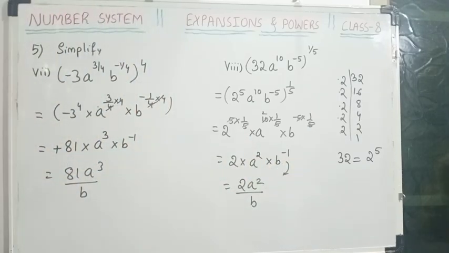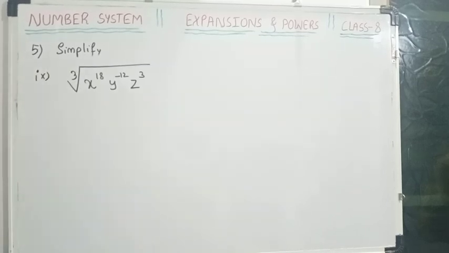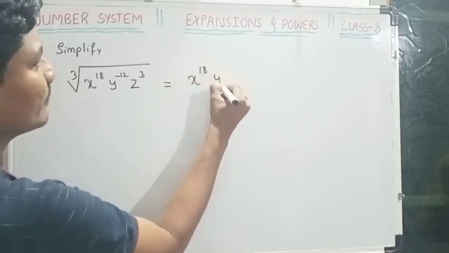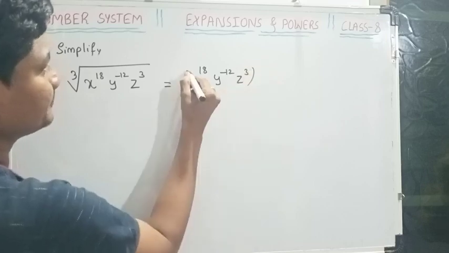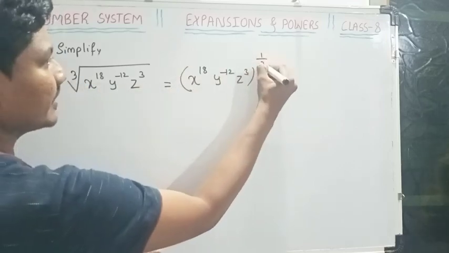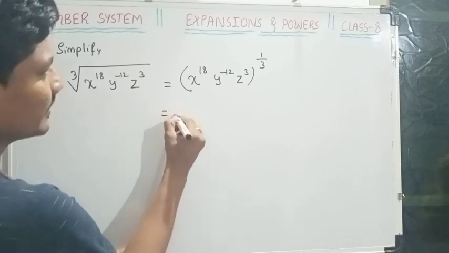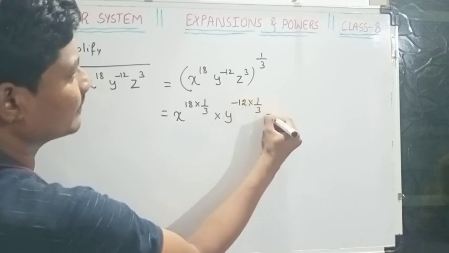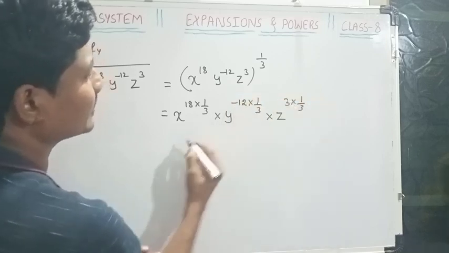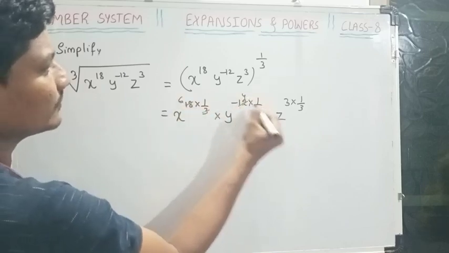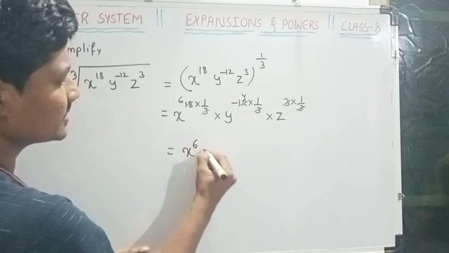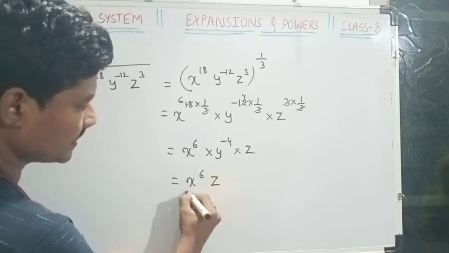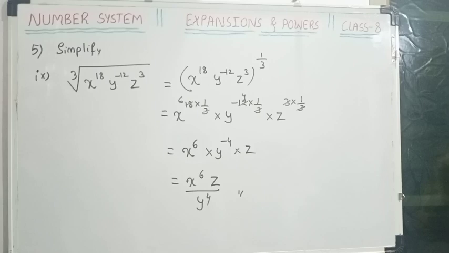When that minus comes to the denominator, it becomes plus. It changes the sign. Simplify the cube root of x to the power 18, y to the power minus 12, z cube. If I remove this cube root, it takes the power of 1 by 3. So x to the power 18 raised to the power 1 by 3, into y to the power minus 12 into 1 by 3, z cube raised to the power 1 by 3. 3 6s are 18, 3 4s are 12, 3 3s get cancelled. So x to the power 6 into y to the power minus 4 into z, that is x to the power 6 into z divided by y to the power 4. This is the required answer for this question.